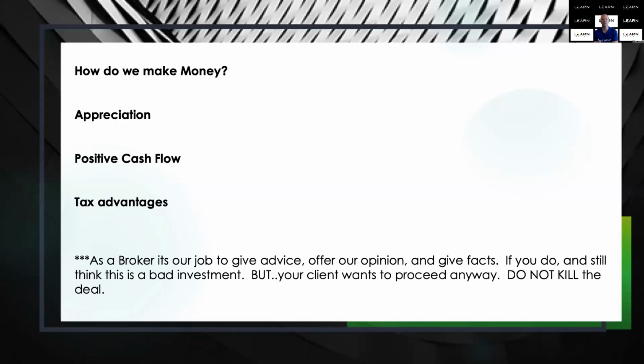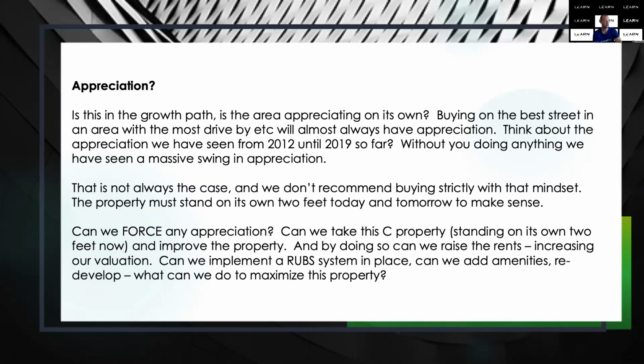You need to make sure it can stand on its own two feet and at least pay the debt the day you buy it. Right? As a broker, it's our job to give advice, offer our opinion, and give facts. If you do and still think this is a bad investment, but your client wants to proceed anyways, do not kill the deal. Remember that too many people voice their opinion and push too hard. So our job as brokers is to give the facts, our opinions, and then if they want to pull the trigger, let them do it.